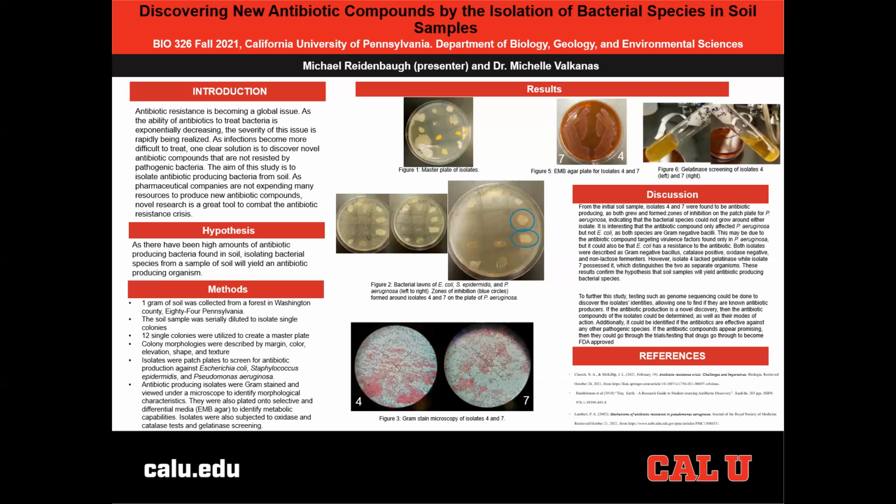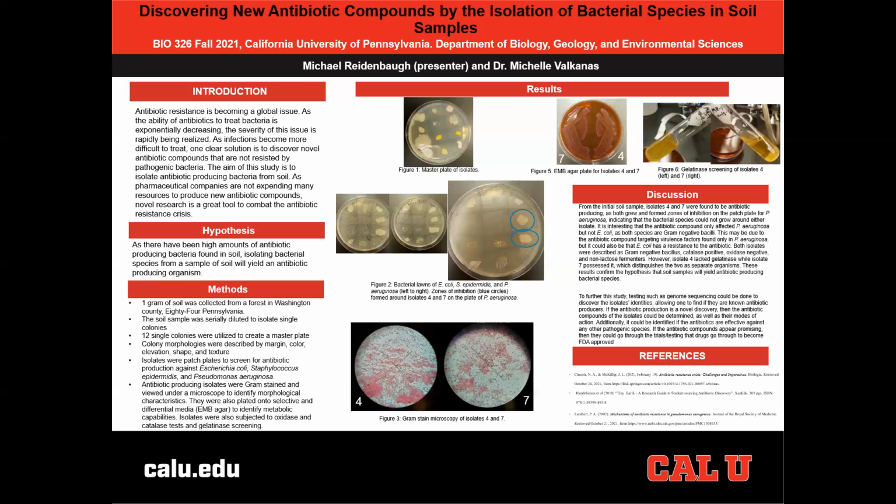The morphologies of each of the isolates were described based on their margins, colors, elevations, shapes, and textures. And as I said, there's a few similarities between some of the isolates. So what I did next is I created bacterial lawns of Escherichia coli, Staphylococcus epidermidis, and Pseudomonas aeruginosa. And then I placed 12 of the isolates onto each of these lawns to test for antibiotic production.